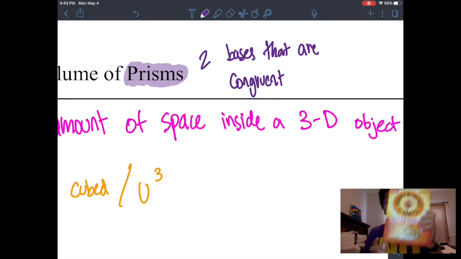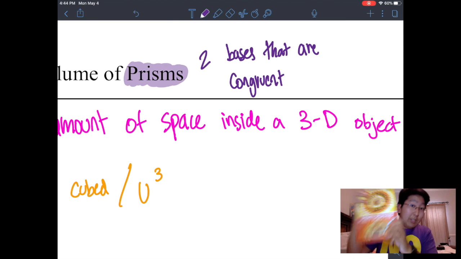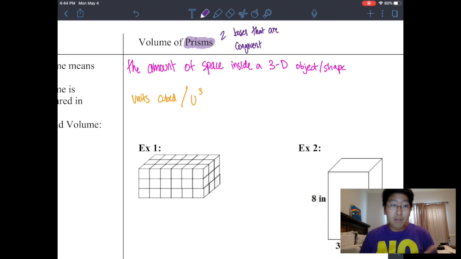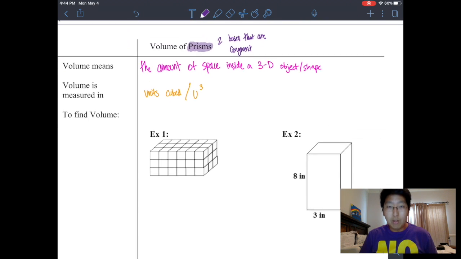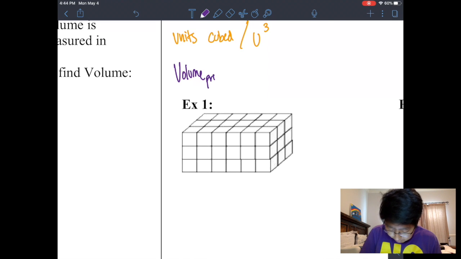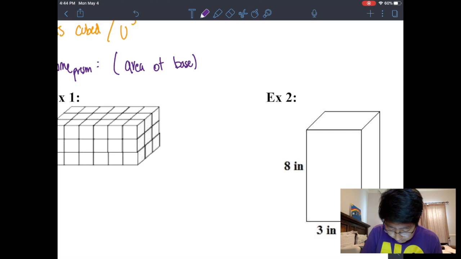To find the volume, we need to find the area of one of these bases, either the top or the bottom, and then multiply by how tall it is. That's going to tell us how much space is in here. Okay, so we have a couple of examples. To find the volume, we're going to say the volume of a prism is going to be the area of a base times the height.